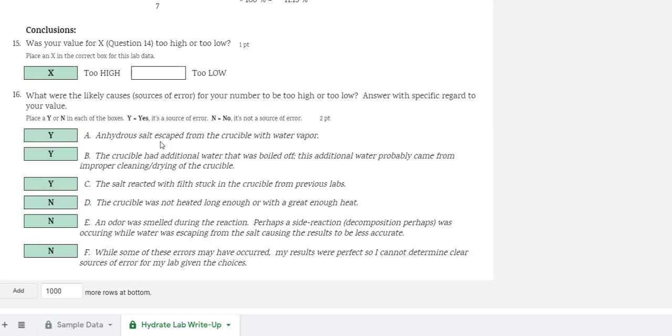Remember, during the heating process, some of the salt may have escaped. It may have been projected out. The crucible might have had water on it, which would need to boil off, causing additional weight to be lost. Some of the crucibles really aren't that clean, and so some of the gunk that's on the inside may have caused it to react. Maybe you didn't heat it long enough, and some of the water's still trapped on the inside. Maybe a side reaction took place, and so you may have smelled an odor, or maybe you can visibly see something has happened to the material. And I don't think anyone is going to get this perfect. There's always going to be a little bit of rounding up or rounding down that's going to cause an issue.